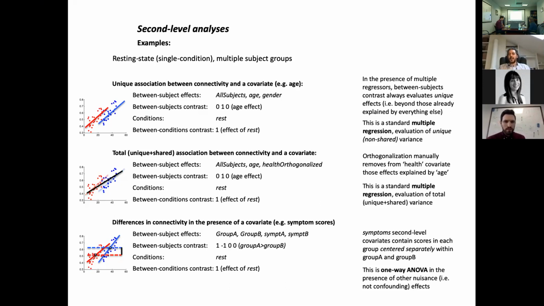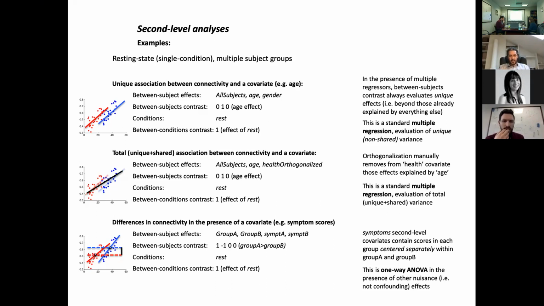Yeah, that's perfectly fine. You could just orthogonalize the symptom against the group covariate, and that will work perfectly fine. The implicit orthogonalization between the symptom and the all subjects covariate is just removing the mean across all subjects, and that doesn't quite matter. So that's just fine.